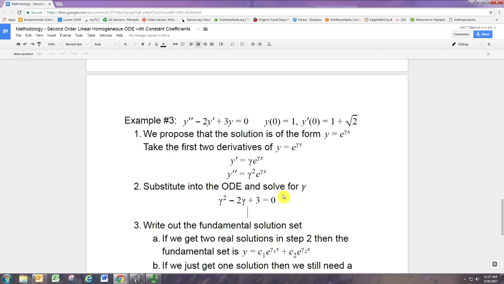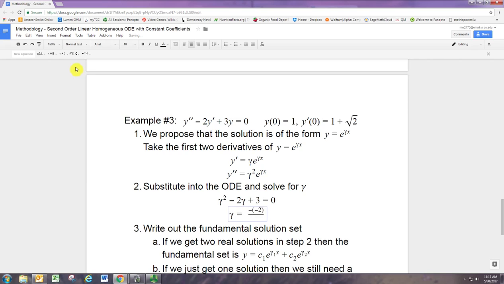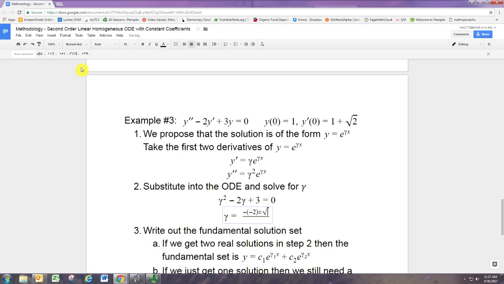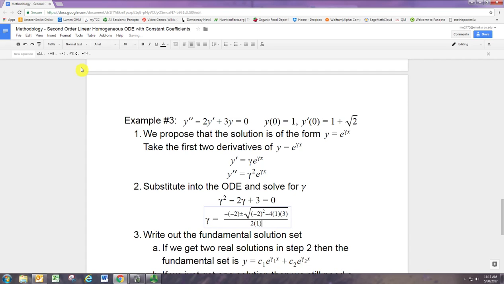So in the case when the quadratic does not factor, most people would turn to the quadratic formula, and we'll do just that. So if we remember that formula, we have minus b, which is negative 2, plus or minus the square root of b squared minus 4, a is 1, c is 3, all over 2a. So there are the two solutions.